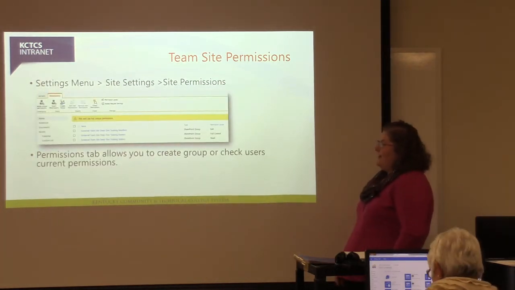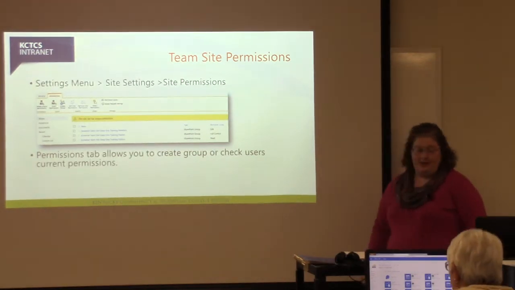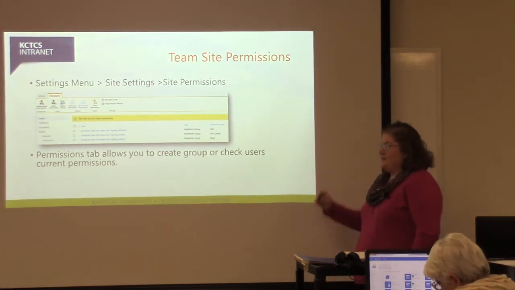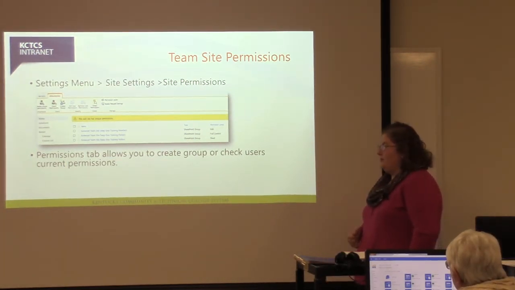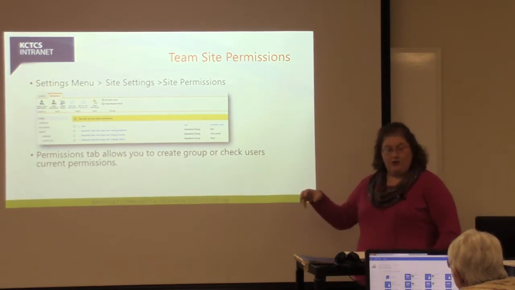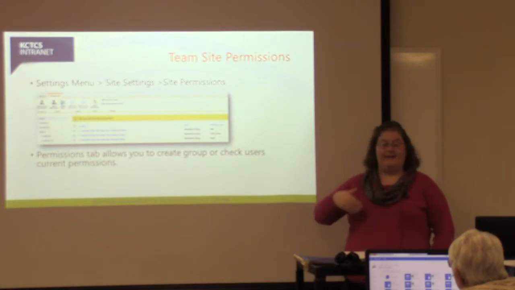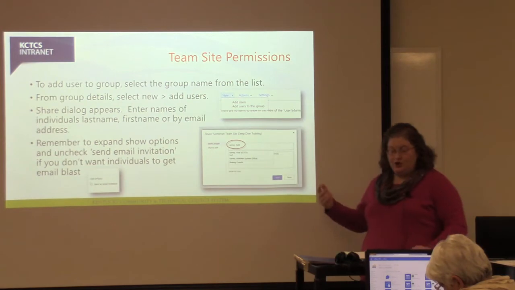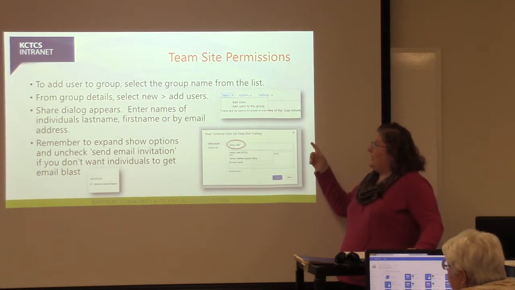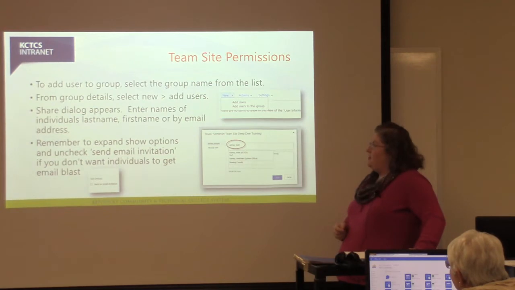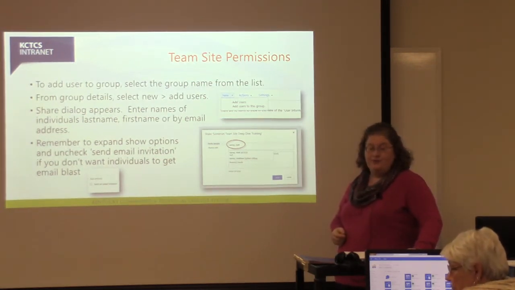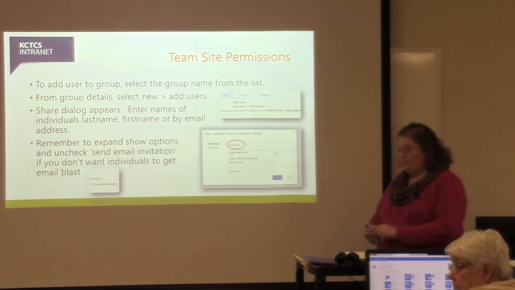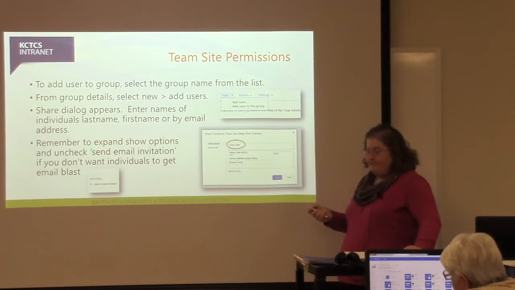To manage permissions, you would go to that site settings menu, and we would go to an item called site permissions. You'll see the groups that make up your permissions, and then you can go into those groups by selecting the group name and then add individuals from that group. Once you're inside the group itself, you're going to get an option that says new. You select that and it's going to say add users. By adding the users, it's going to pull up the dialog box where you type in their name.